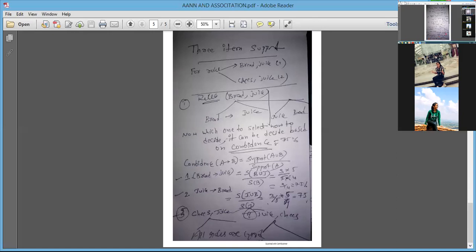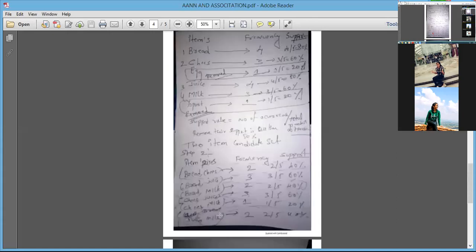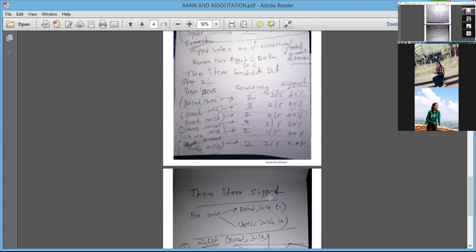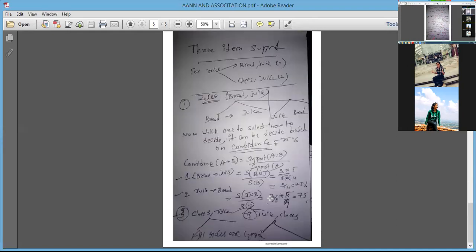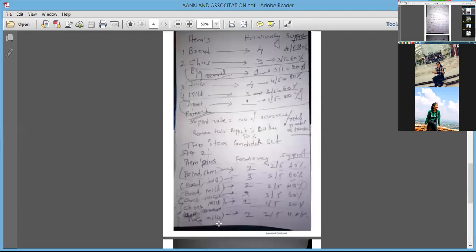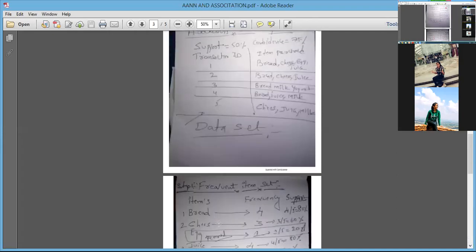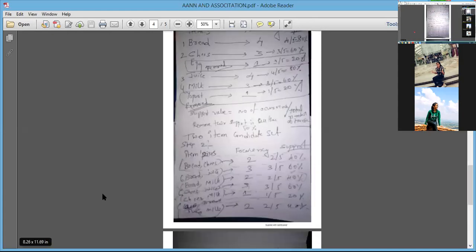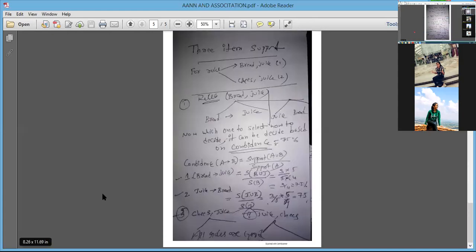Okay. So similarly, can you do for cheese to juice? Okay, let's do for cheese to juice. What is the support of cheese to juice? 3 divided by 5. Okay, so then what is the support of cheese? How many times cheese appeared? 1, 2, and 3. So again, 3 divided by 5. So now, can you tell me 3 divided by 5?